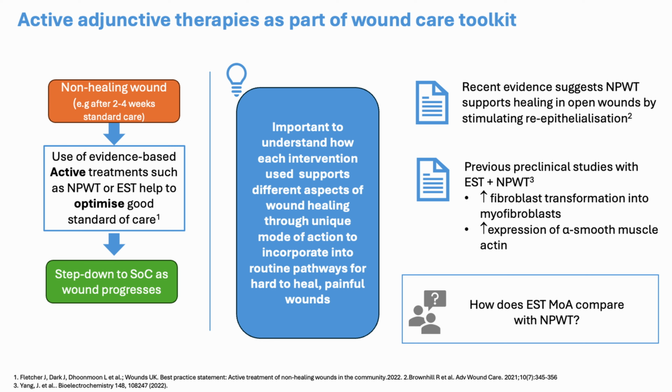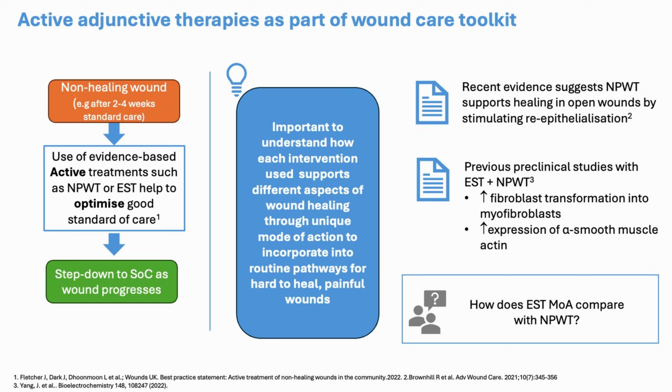So we've talked about adjunctive therapies and active therapies, and it's really important clinically to understand when we use adjunctive therapies and how we use them. And we need to really understand how they work to be able to understand where they fit within our clinical pathway. Obviously, when we're treating a wound and we're giving it the best standard of care and it's not on that healing trajectory, it's time to think about using an adjunct or an active treatment.